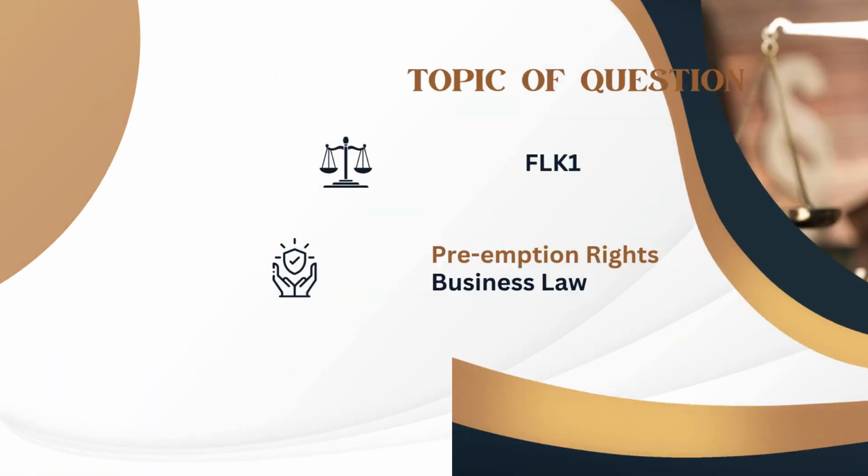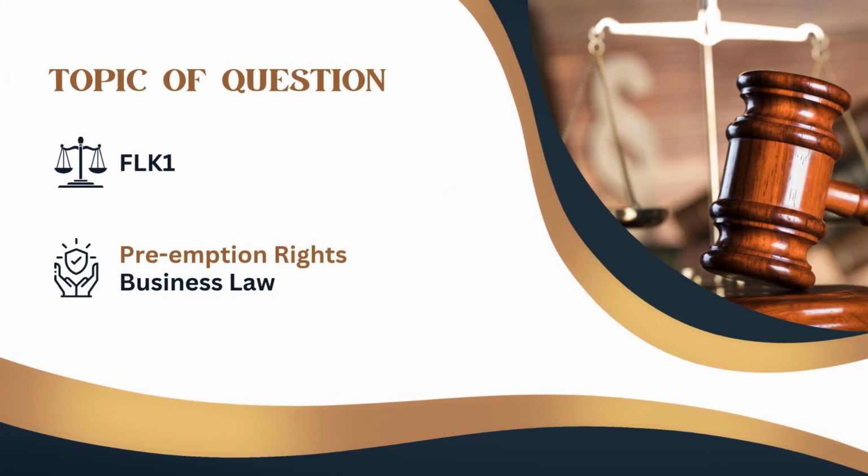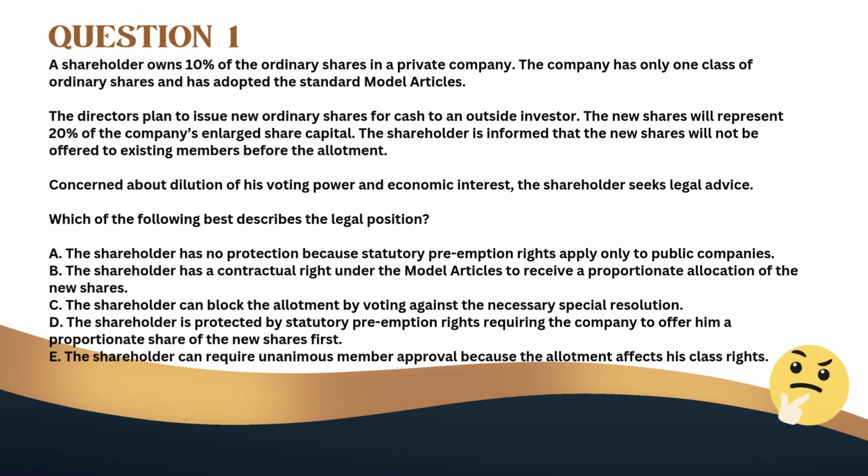In this video, we'll explore two questions involving preemption rights, a topic in business law under FLK1. Let's dive in. A shareholder owns 10% of the ordinary shares in a private company. The company has only one class of ordinary shares and has adopted the standard model articles.